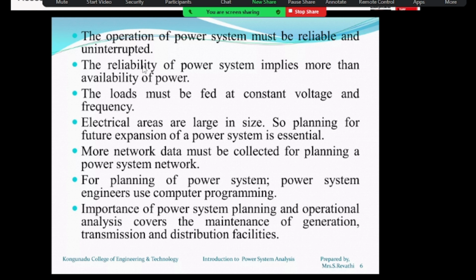If it goes down, or goes higher than the nominal values, then it is going to damage the equipment. It is going to damage the system. So this means that reliability of a power system implies more than availability. So reliability is the most important factor in a power system.